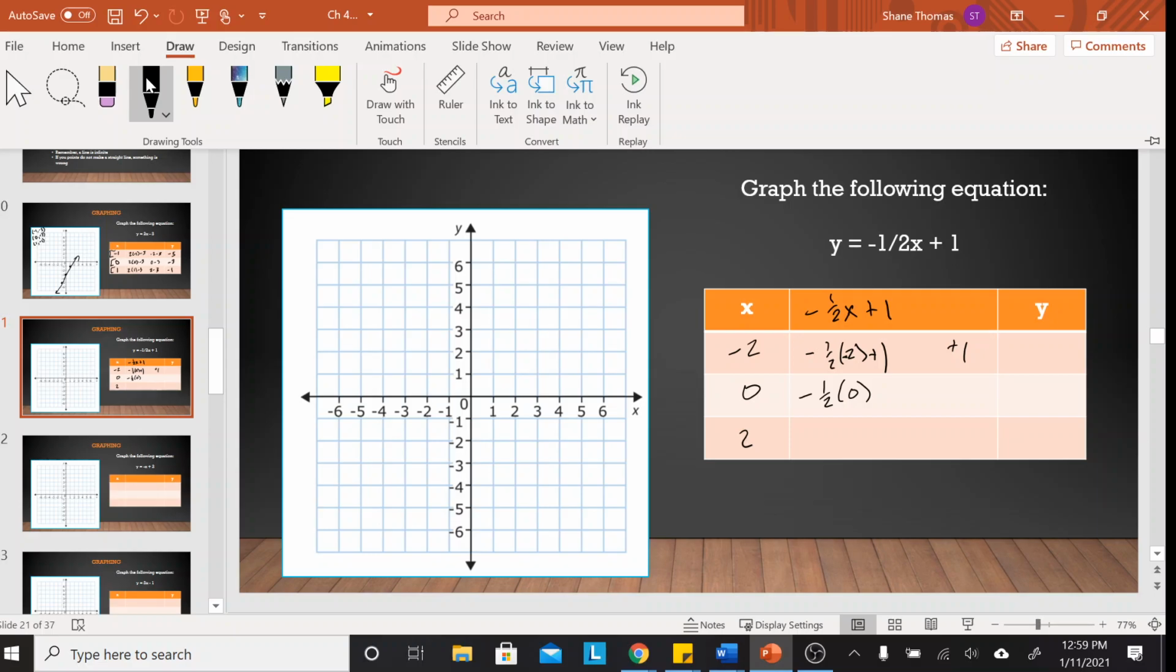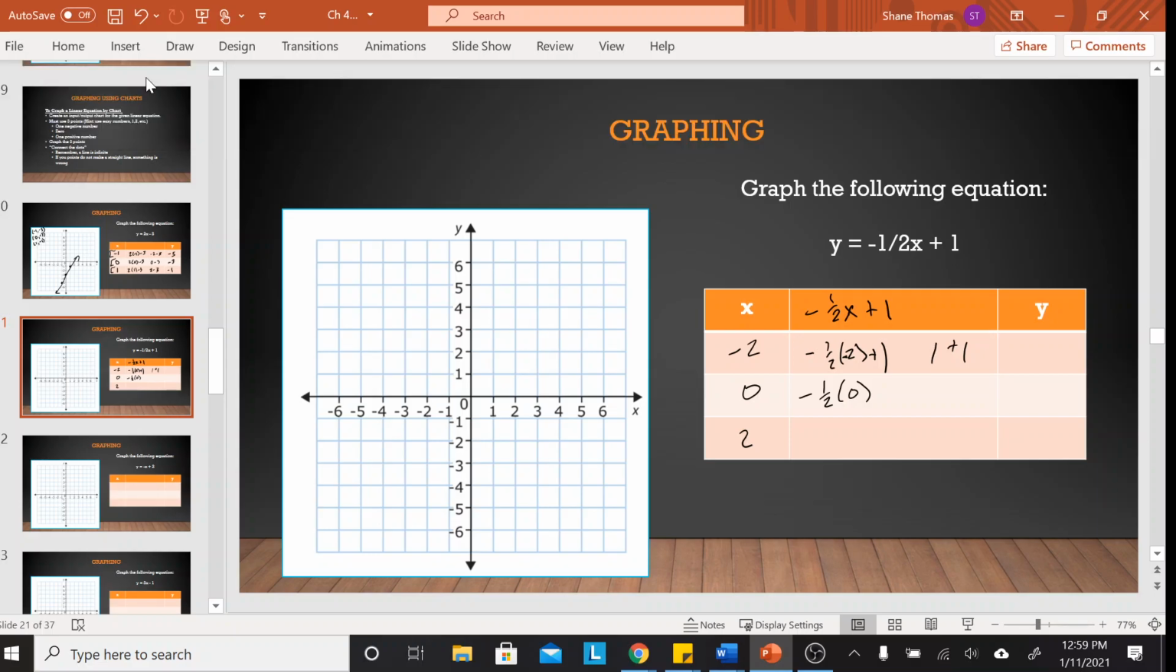All right, so negative 2 times negative 1/2 is going to be a positive 1, so 1 plus 1 is going to be 2. That looks better. Second one, I put a 0 in. 0 times 1/2 is just going to be 0. 0 times anything is 0. Plus 1 is going to be 1. And then lastly, negative 1/2 times 2 plus 1. Negative 1/2 times 2 is going to be negative 1. Plus 1 is going to be 0. There we go. That looks a lot better.